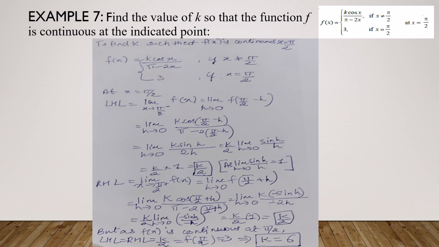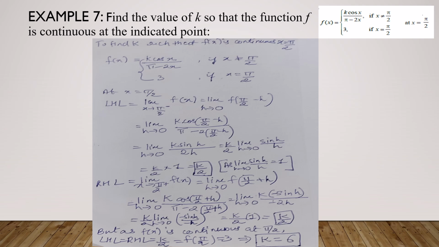So the left hand and right hand limits are the same, which is k by 2, that we have checked, and this is the same as the value of the function at the point pi by 2. So f of pi by 2 is given to us as 3. So you just have to equate your left hand and right hand limit to 3. In fact, if you just find one of the limits, left hand or right hand, it is okay, because it is given that the function is continuous.